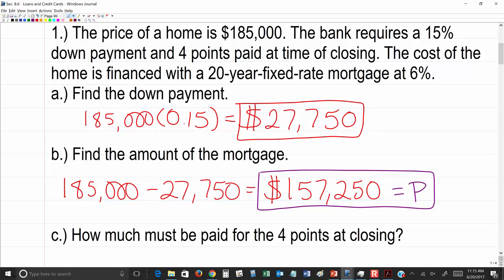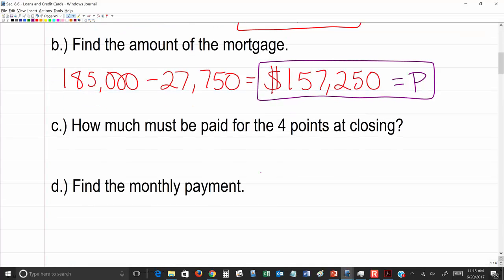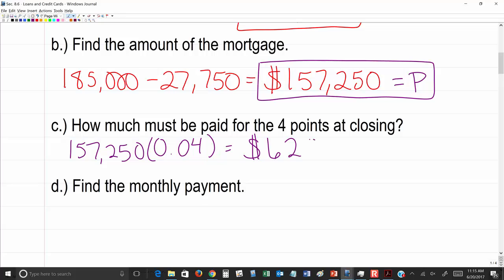All right, and 4 points means 4% of the principal, and that's like a closing cost type of thing, a fee that you have to pay. So you would just take the principal times 4%, so 0.04. So that's 6,290. That really doesn't have anything to do with the mortgage because that's just a fee that you're going to pay at closing.